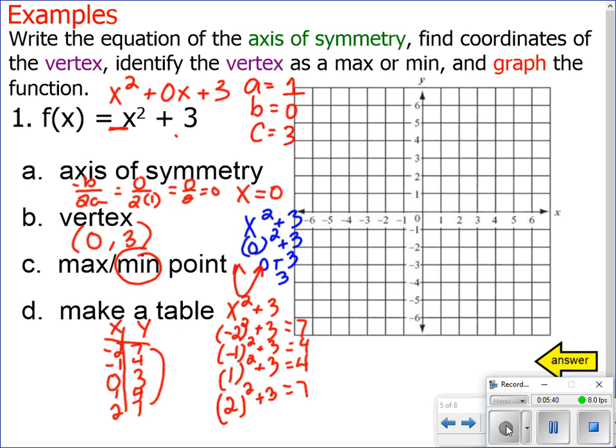Now notice these values repeat here, so I don't actually have to put all 4 values into the equation. If I do 2, then I just need to make sure that I write the other 2 as the same, so that it's symmetrical. So I have a point at 0, 3. We've got a point at negative 1, 4. We've got a point at 1, 4. We've got a point at 2, 7. And at negative 2, 7. And again, then just draw your U shape. Get your parabola shape as best as possible.